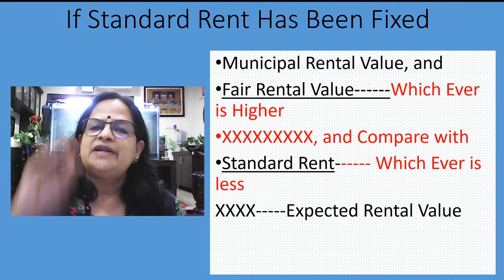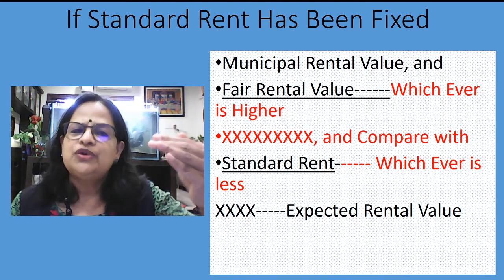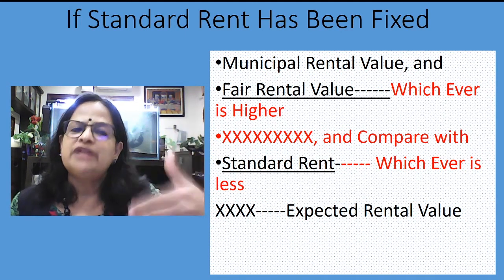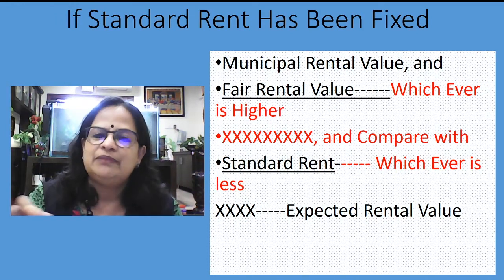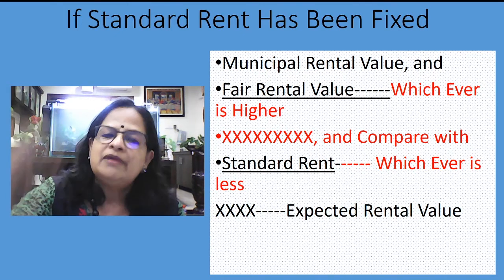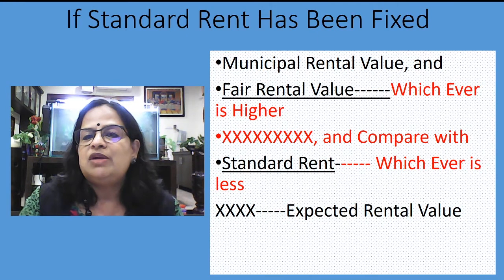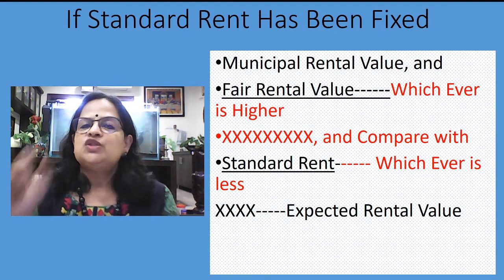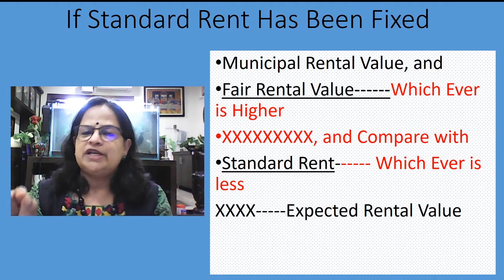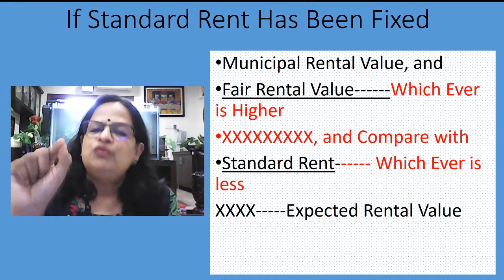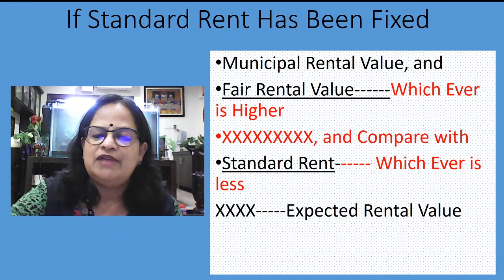Next is if standard rent is given in the question. So you have to do a minor calculation. First you write the municipal rental value, then you write the fair rental value. Whichever is higher between these two values, you write. Now compare that value with the standard rent, whichever is less. So this is the calculation. That is why I have put it in red ink. Between municipal rental value and fair rental value, take whichever is higher. Compare that value with the standard rent. Whichever is less, we will take as the expected rental value.